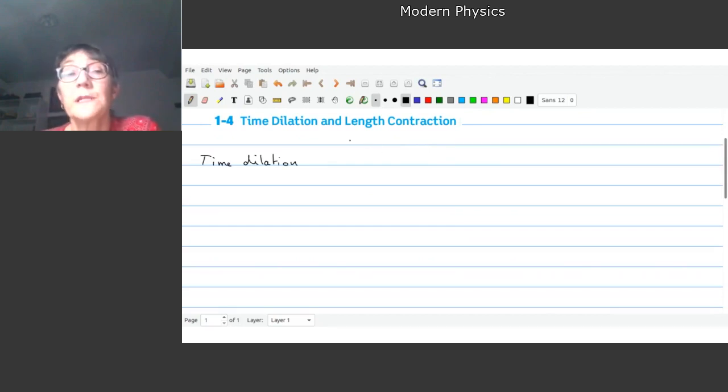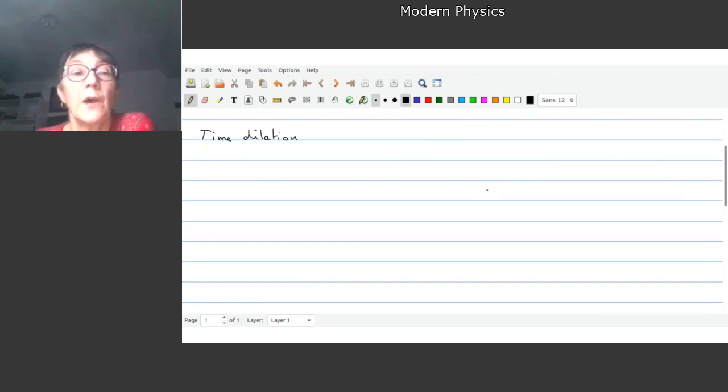Okay, so what will we see? There is something which is called the proper time. And we will see that in some specific reference frame we will have the smallest time interval, and we will also have the smallest length for an object.